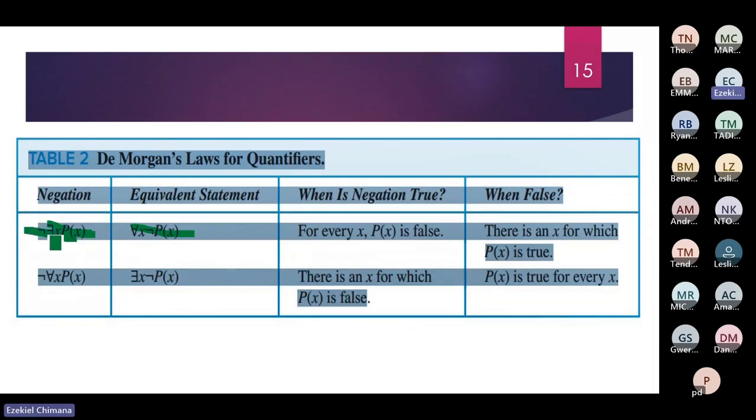Now it makes sense. We are saying whenever you have there exists x such that P(x) is true, and then you negate that statement, that statement is equivalent to what? To this statement: for every value in our domain, P(x) is false. For all values of x, P(x) is what? Is false.